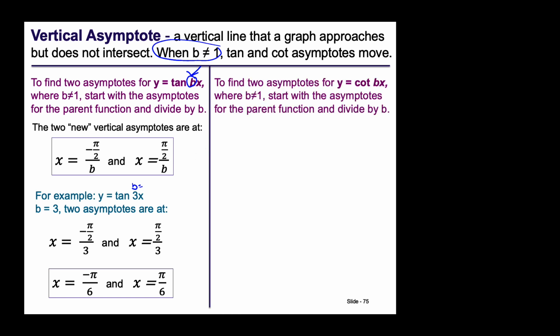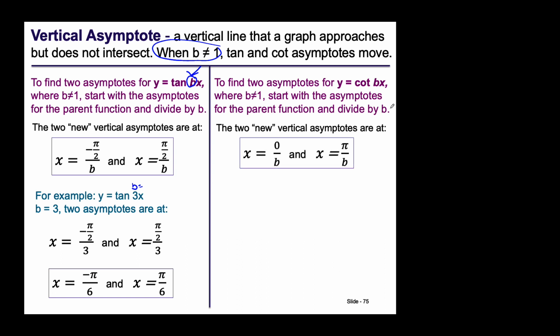To find two asymptotes for y equals cotangent of bx, where b does not equal 1, it's the same process: start with the asymptotes for the parent function and then divide by b. The two new vertical asymptotes will be at the lines x equals 0 divided by b and x equals pi divided by b. 0 and pi were the original asymptotes for the parent function. So you take the 0 and the pi, divide each of them by b, and you'll have the location after that transformation.